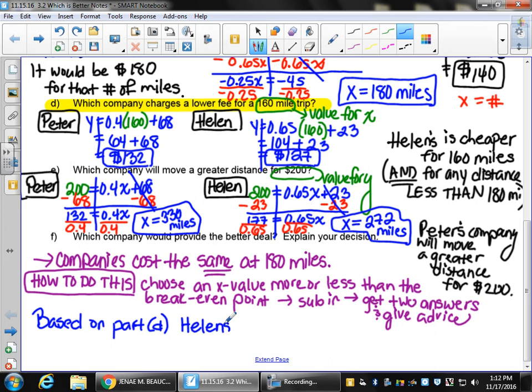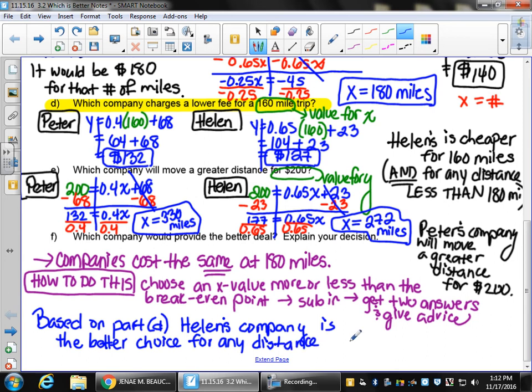Based on part D, Helen's company is the better choice for any distance less than 180 miles. Pause here if you need to catch up with writing.